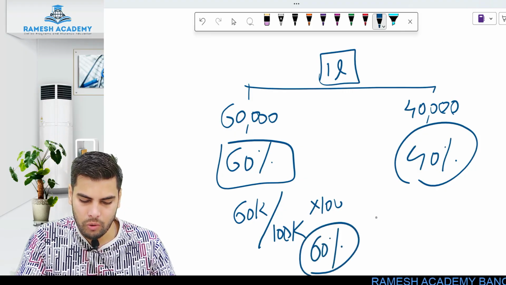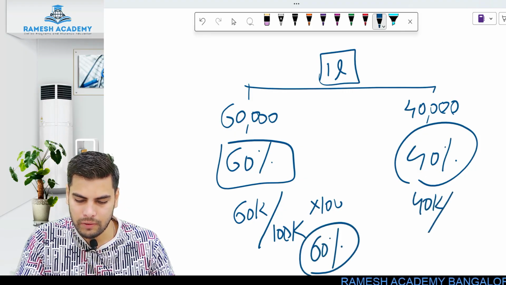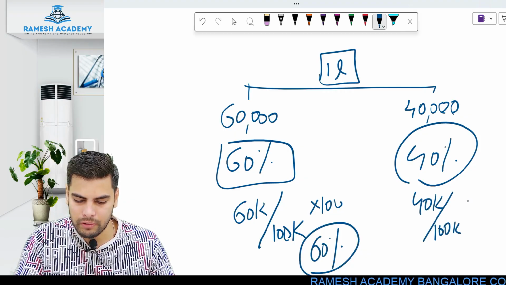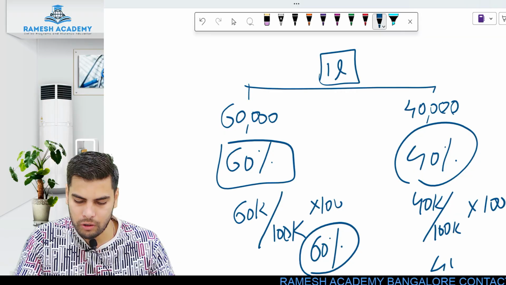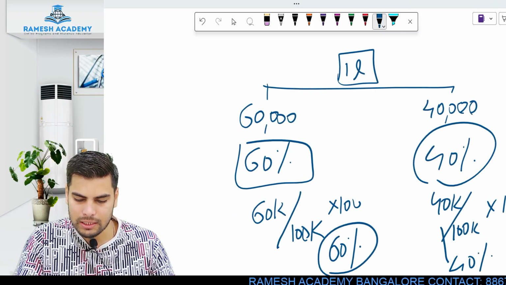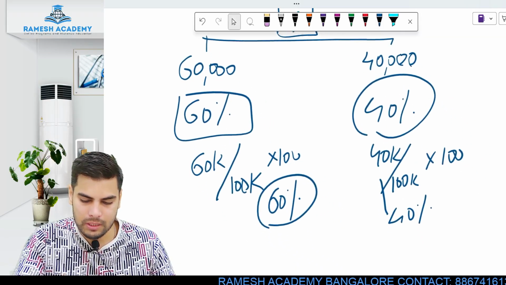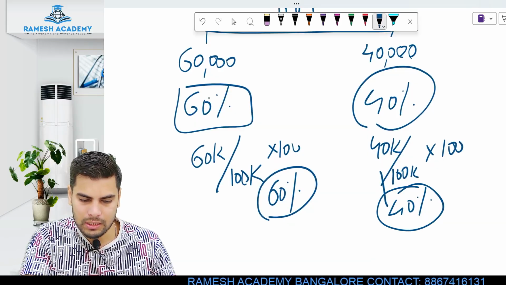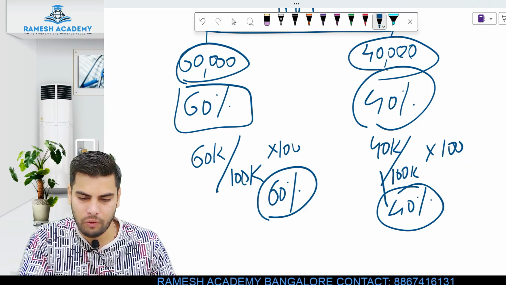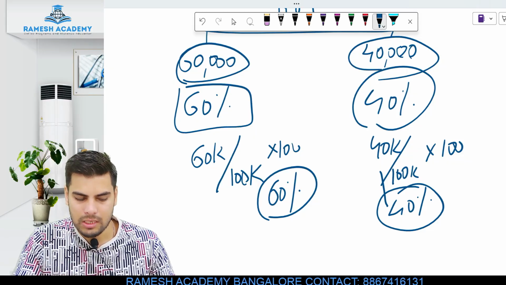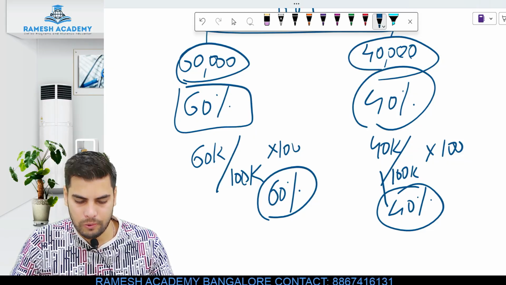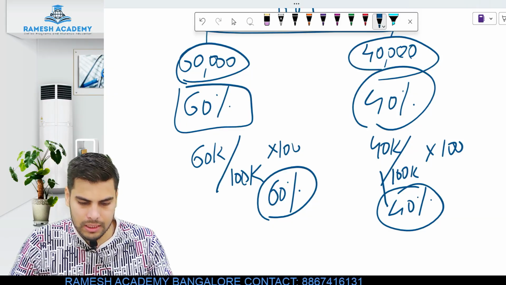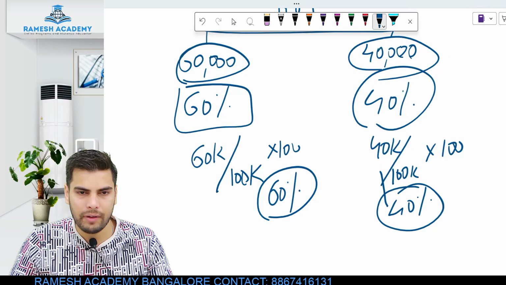So same way over here, 40,000 divided by 1 lakh or 100,000 into 100. So this will give me 40%. So this is how I'll calculate. The number of shares which is held by the promoters is straight away over here, 60,000 and 40,000. Same way, this is how we'll be determining the percentage also. I hope this is clear to everyone. Does anybody have any doubt, any confusion?